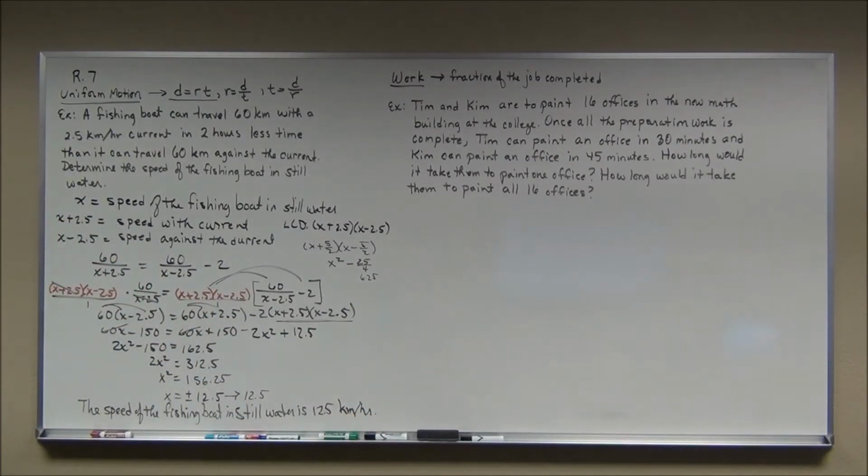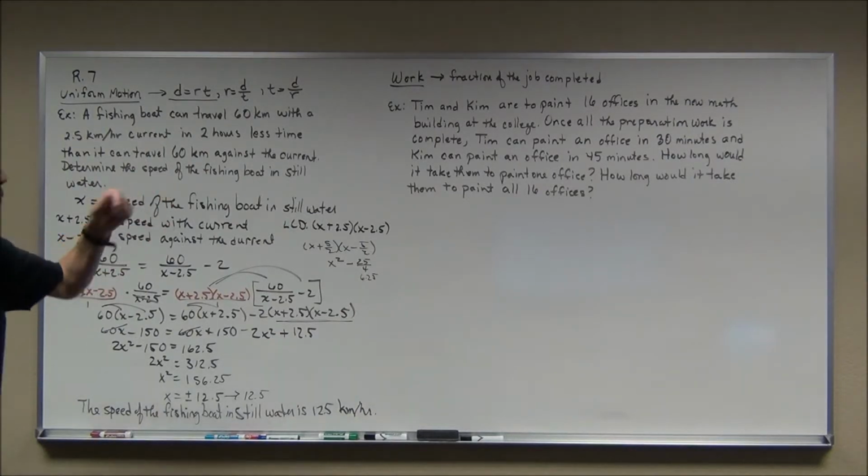Now let's see if I have everything written down. I read it carefully, I stated my variable, I wrote my equation, I solved my equation, and I formally stated my problem. 12.5 kilometers per hour doesn't sound like an unreasonable speed. I mean, if we were looking at 125, if I had made a mistake with a decimal point, that would have been an unreasonable speed, but that seems to be a valid answer.